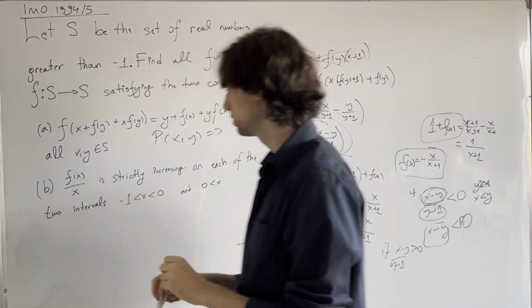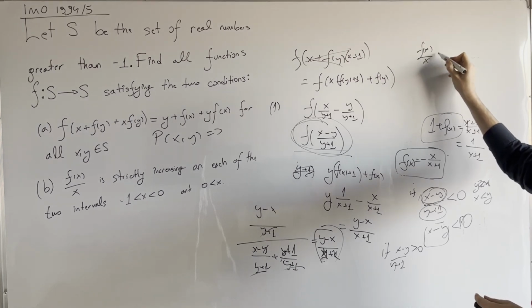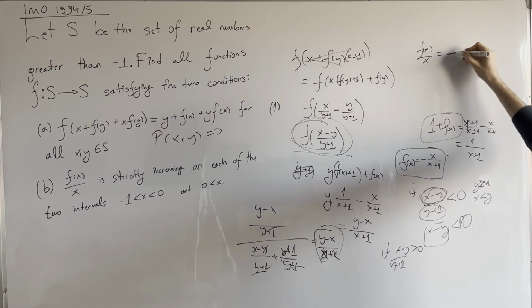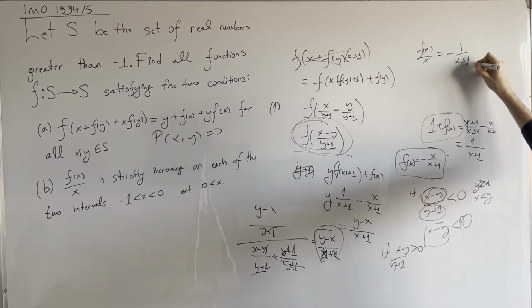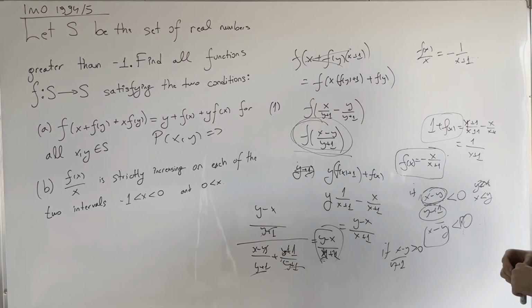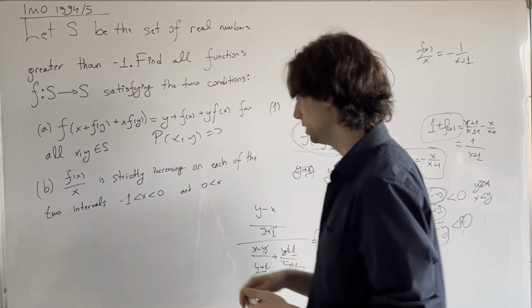We need f of x over x. So we have f of x over x is going to be equal to, the x's cancel out, it's going to be equal to minus 1 over x plus 1. Okay, so strictly increasing on each of the intervals.